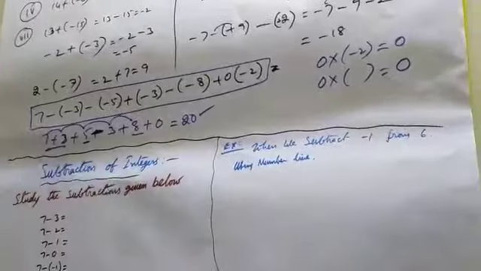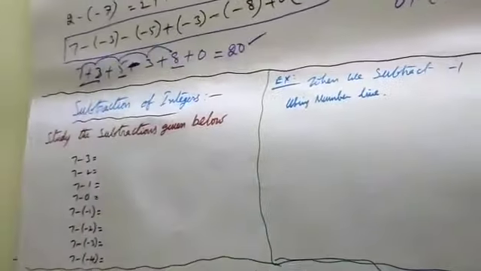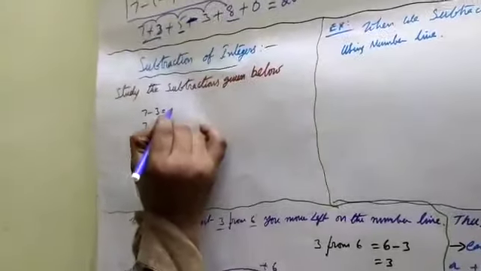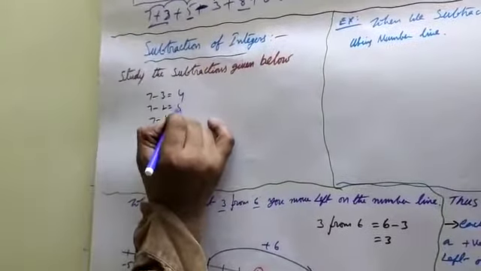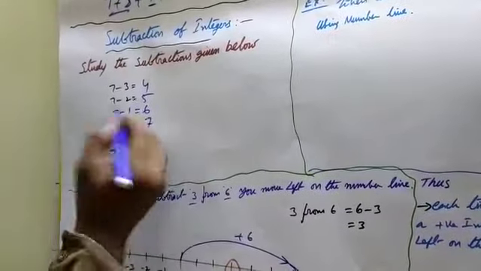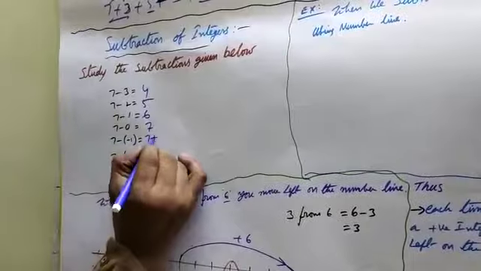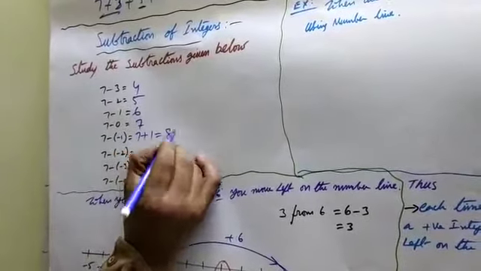Go to the subtraction of integers. Right, the study of the subtraction of integers is given below. This is like one pattern. See, 7 minus 3 is 4, 7 minus 2 is 5, 7 minus 1 is 6, 7 minus 0 is 7, 7 minus of minus 1. Therefore, 7 minus into minus is plus 1, that is equal to 8.